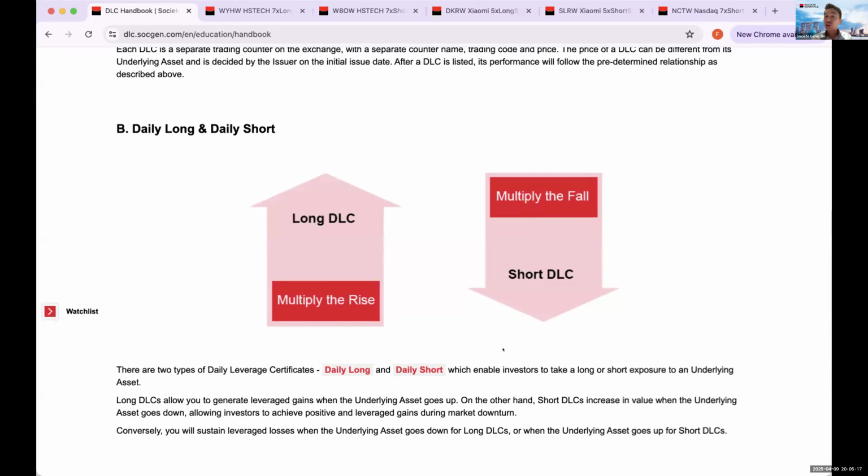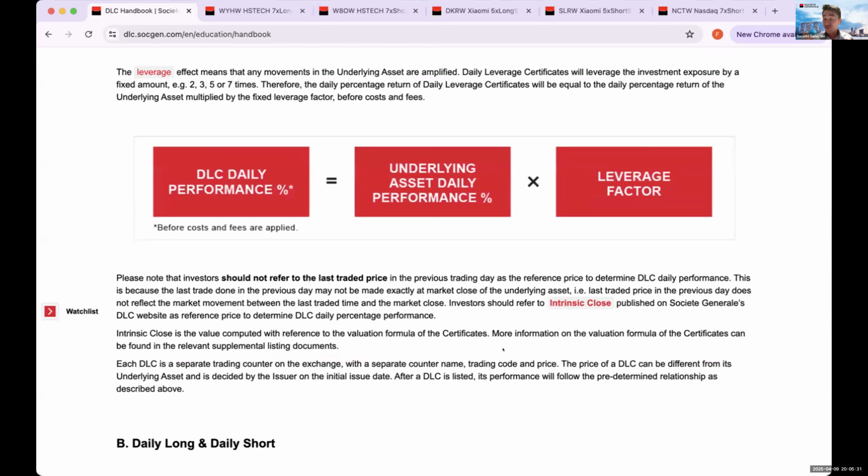So it really pays to have a long-short instrument like the DLCs to navigate the volatility in the market, to capture short-term opportunities even in a bear market, or even possibly to hedge your positions on your overall long-term investment stock portfolio. Okay, so the DLCs, I mentioned that the payoff is very simple, like a leverage and inverse ETF. Every day the daily percentage performance of the DLC will equal the underlying asset's daily percentage performance multiplied by the fixed leverage factor.